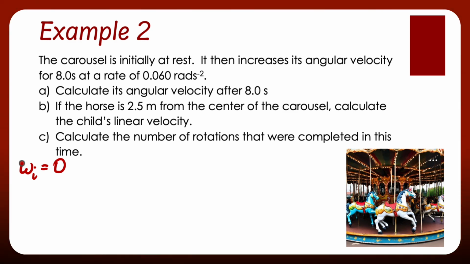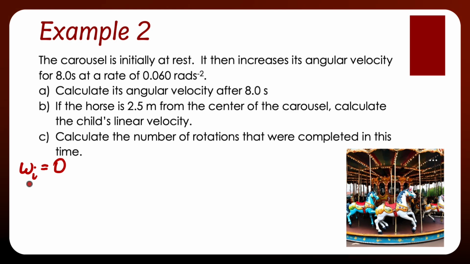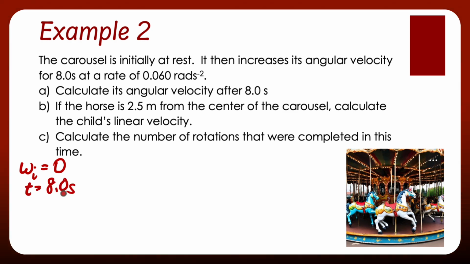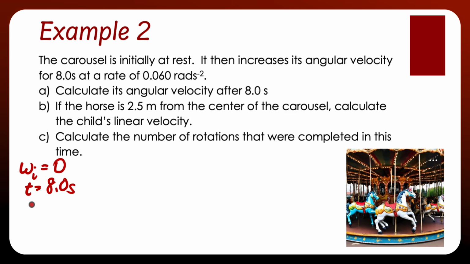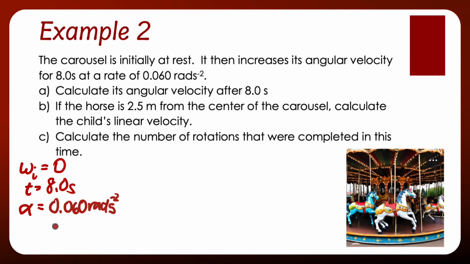We know we're going to increase in angular velocity. And it says at 8 seconds. Okay, so I've got some time. It has a rate of 0.060 radians per second squared. That must be my angular acceleration, so that's the alpha letter. I'm putting radians here to remind me that this is angular. And part A says calculate its angular velocity after the 8 seconds. So that will be the final one.